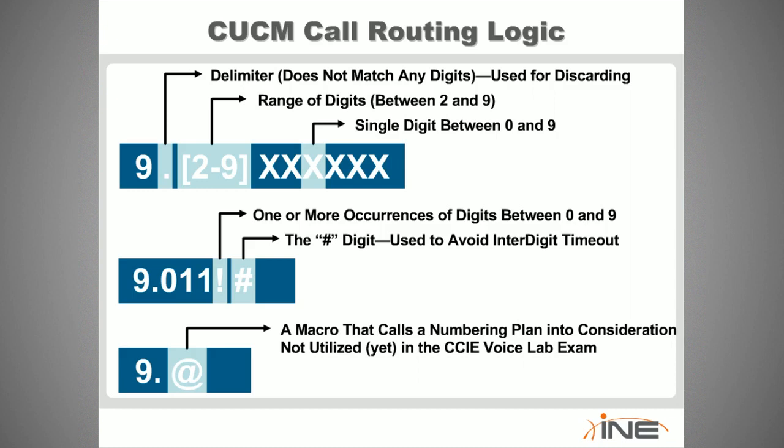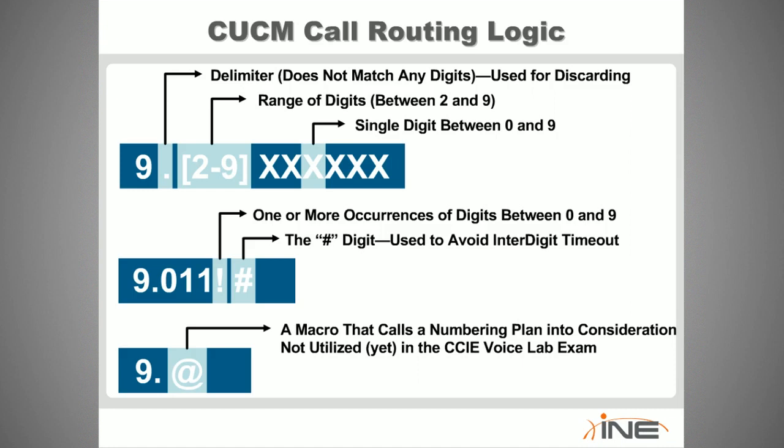So in the current blueprint, it doesn't actually any longer say that the @ symbol or numbering plans in general are not tested. It doesn't say that anymore. So they are fair game. It has been noted that they have not been tested yet. Okay, so this is about a year after the Voice 3.0 blueprint went into effect, but that they very well could be in the near future. So it's important to understand the @ symbol and what it can effectively do. It can call into play a numbering plan.